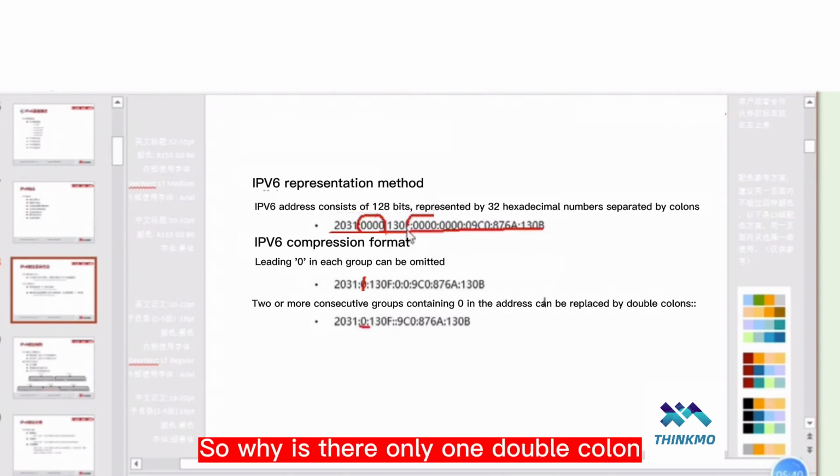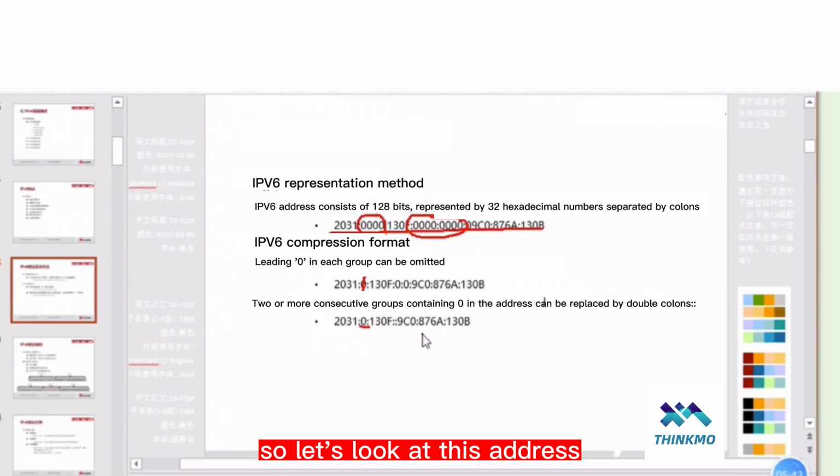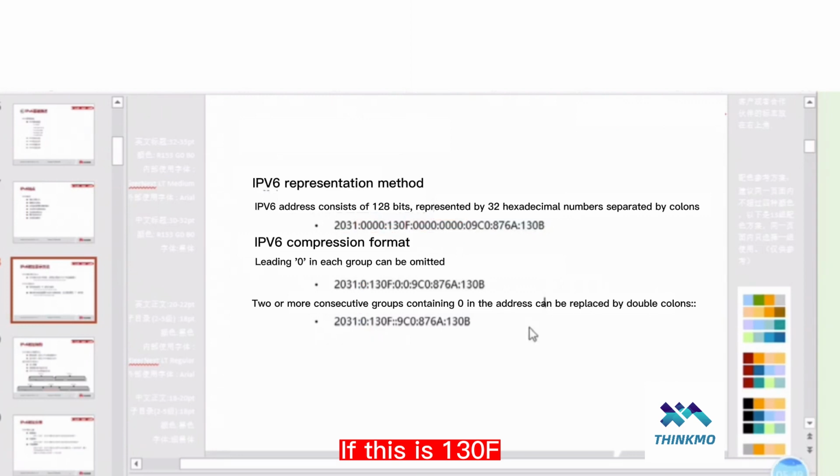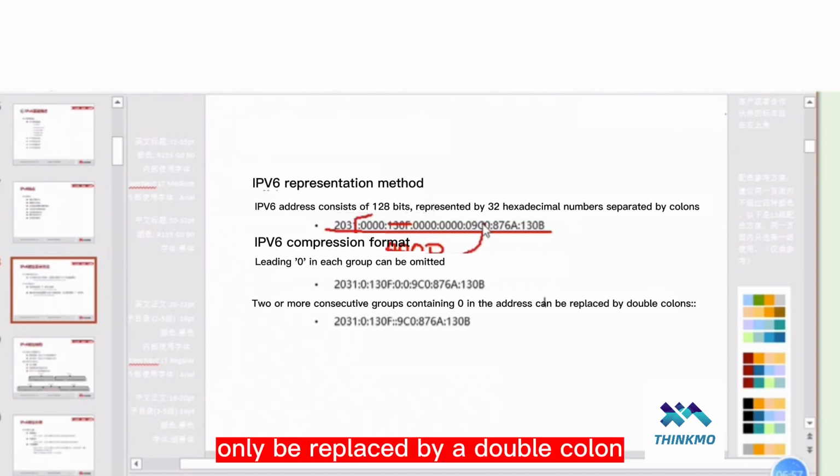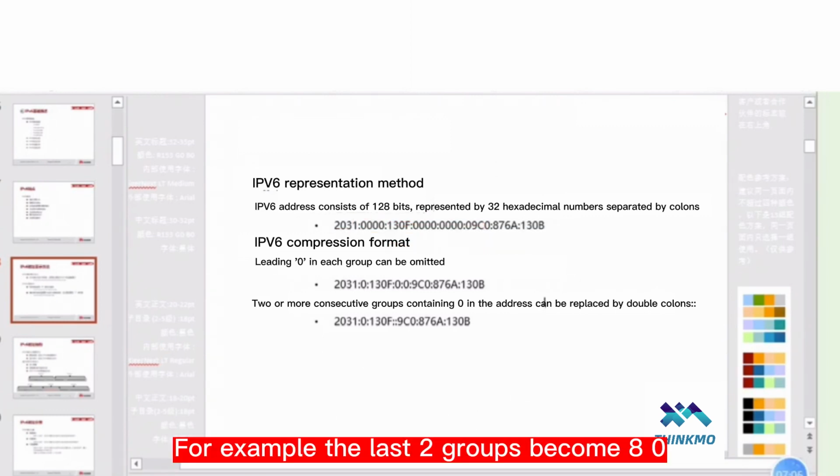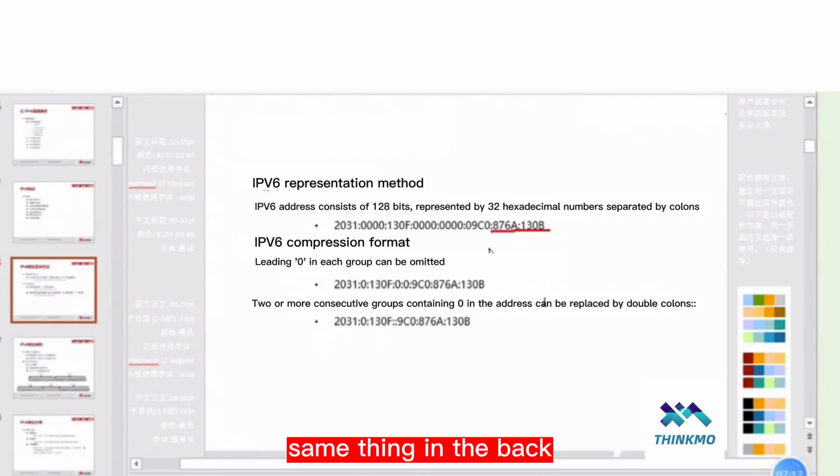So why is there only one double colon? Let's look at this address. If this is 130F, and now we have 0000 in 4 groups in a row, these 4 groups can be replaced by a double colon. There's no problem with that. If the other way around, for example, the last two groups also become zeros, and this is replaced by a double colon, and this is also replaced by a double colon, the same thing in the back.